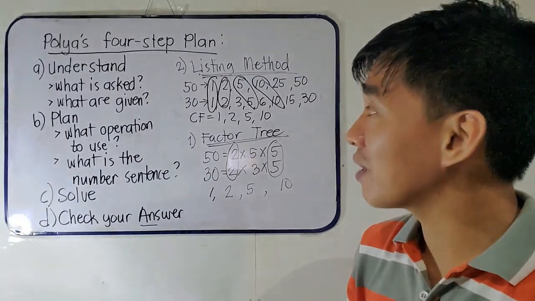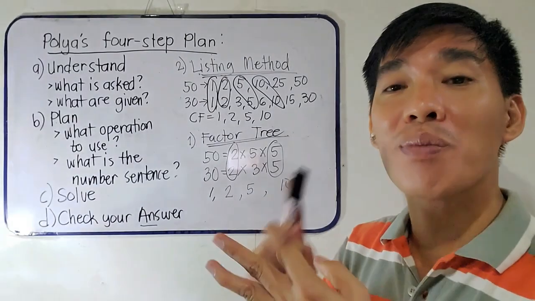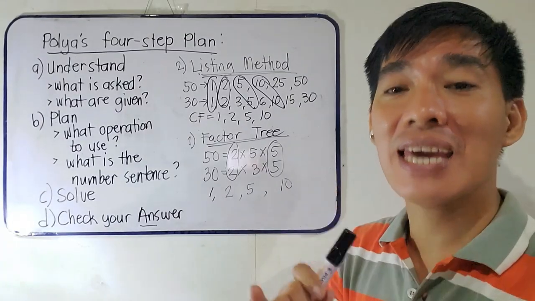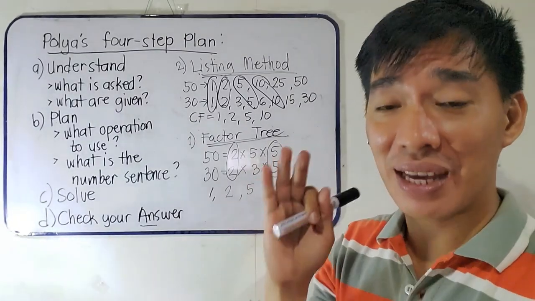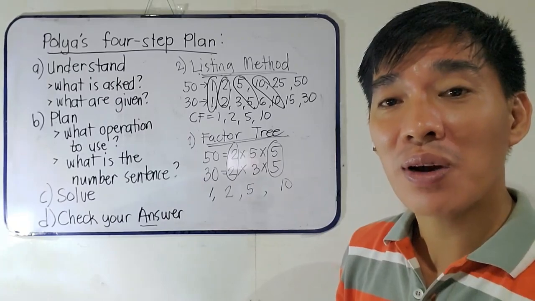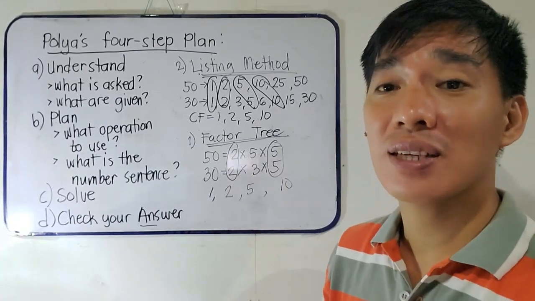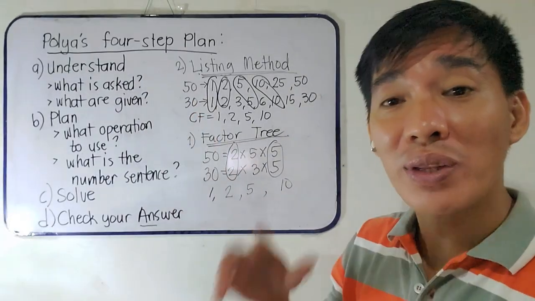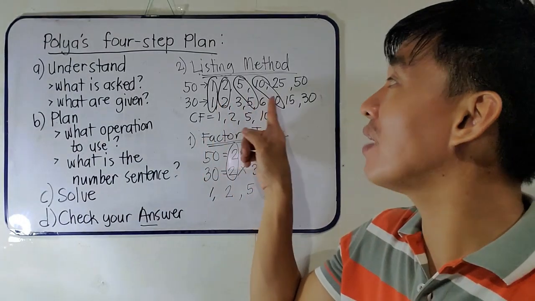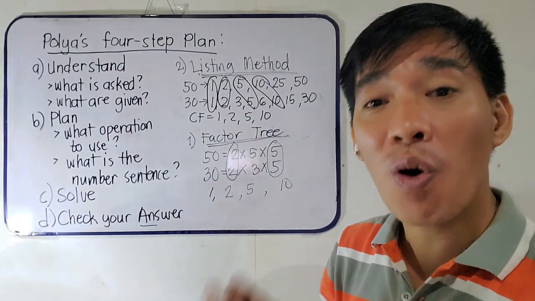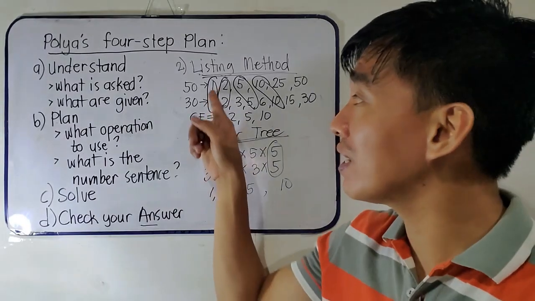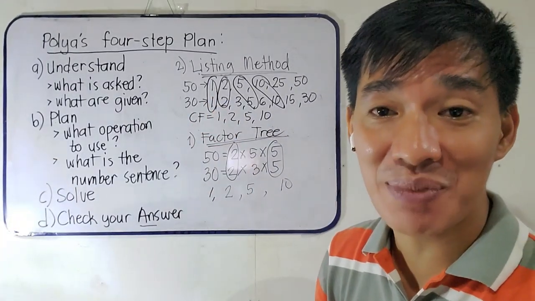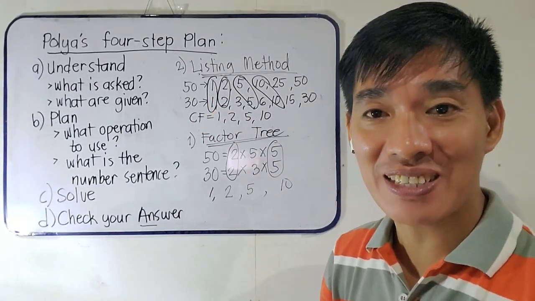So you try it by 2, by 3, by 4, by 5, by 6, by 8, by 9, by 10, by 11, by 12. So you will end up that these two numbers are only divisible by 2, by 5, and by 10. Now, all whole numbers are divisible by 1. That's why 1 should still be included as their common factor.